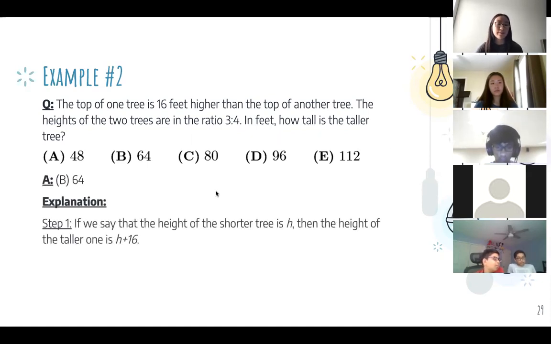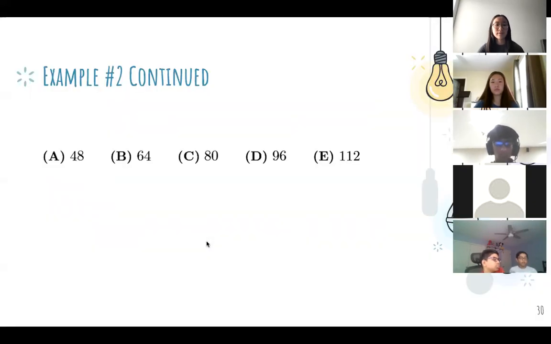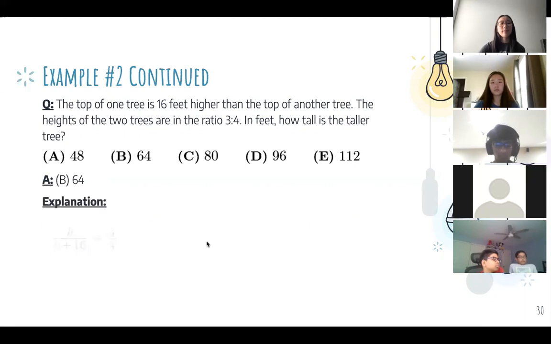So for an explanation, here's one method to solve it. It looks like you guys might have used a different method, and that's fine. If we say the height of the shorter tree is h, then the height of the taller one would be h plus 16. Now we need to set up a proportion with the ratios of the heights and then use cross multiplication to solve. So h over h plus 16 equals 3 over 4, because that's what it tells us in the problem.